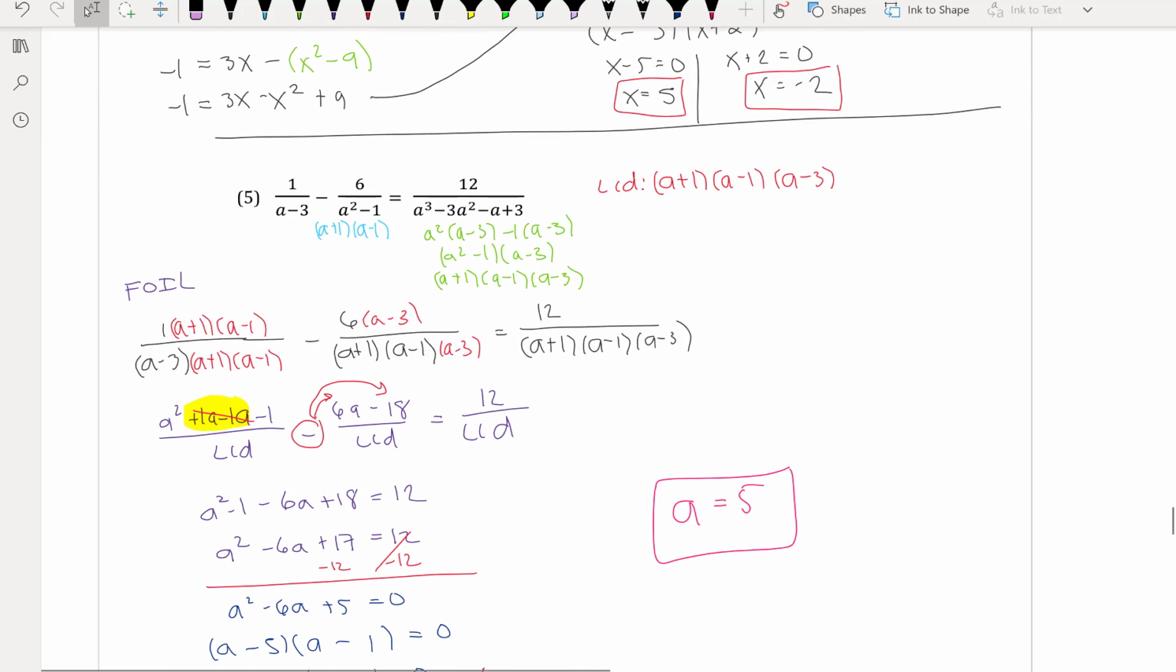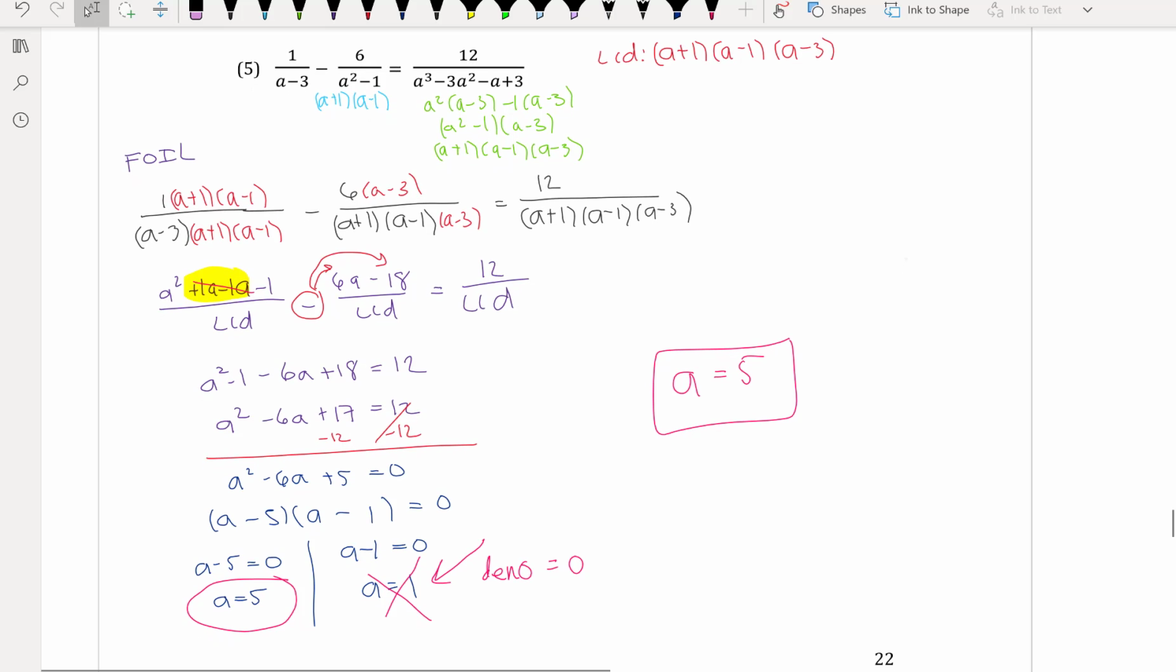For number 5, what I did is I factored, and my LCD happens to be a plus 1, a minus 1, and a minus 3. So I multiply each fraction by what's missing in the LCD, combine my numerators together, FOIL, distribute, and then drop my LCDs. Then I combine like terms so I can get 0 on one side. I factored, and I got 2 answers.